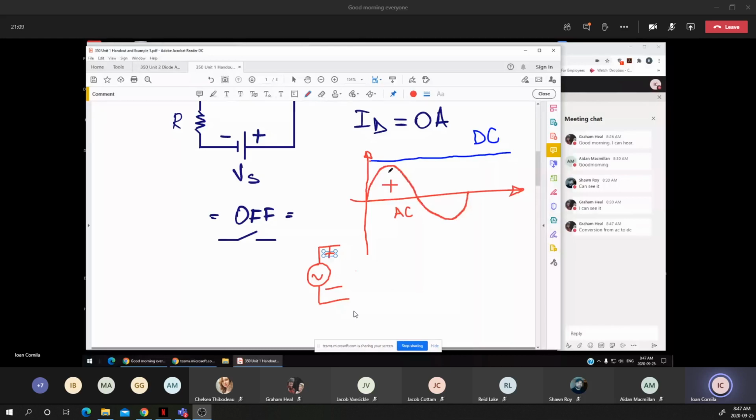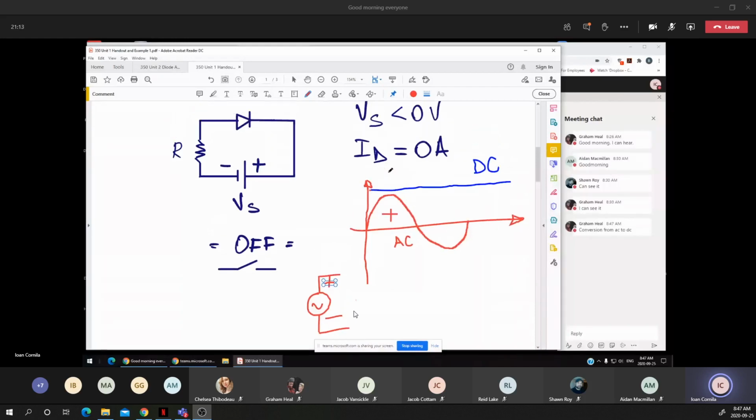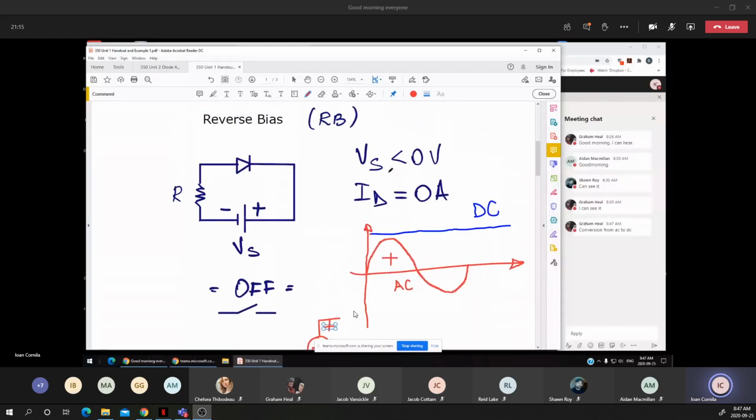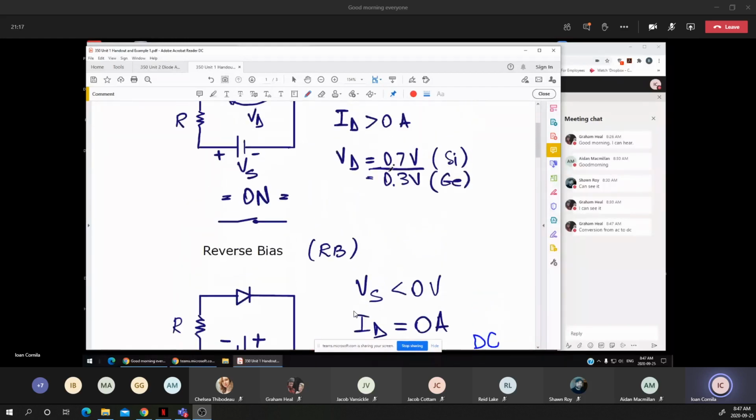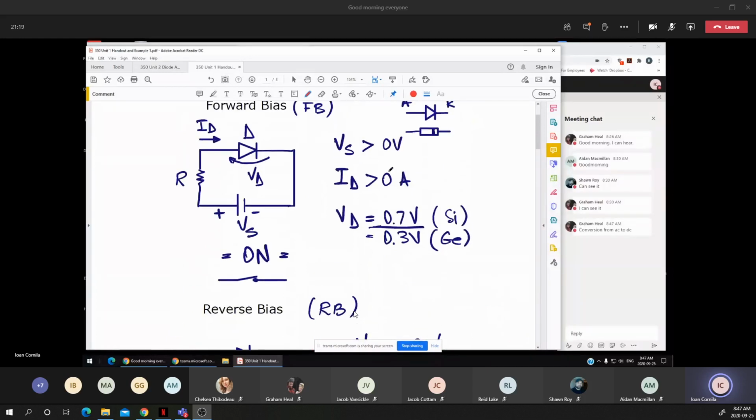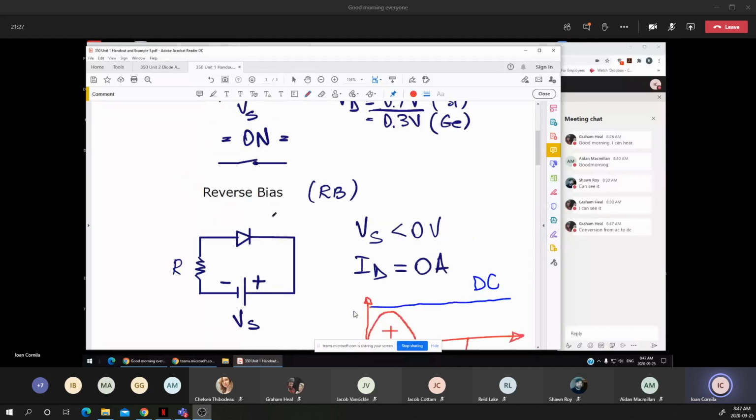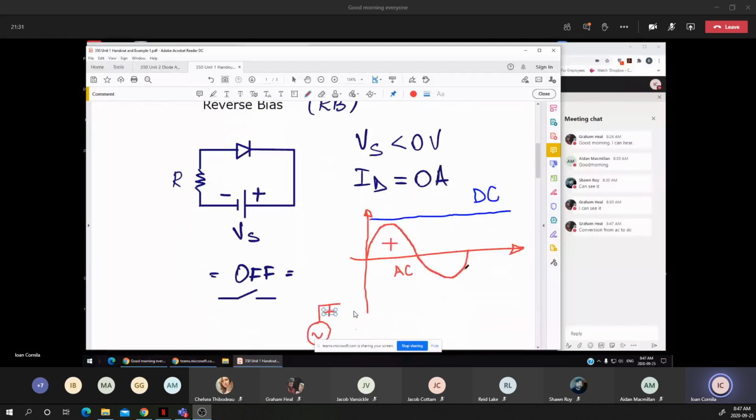Okay, now I'm going back to these two diagrams. That's why I put them side by side, because I'm using them. Now, in forward bias, remember that the current flows through the diode. In reverse bias, there is no current that flows through the circuit. A rectifier allows the current to flow in a single direction.